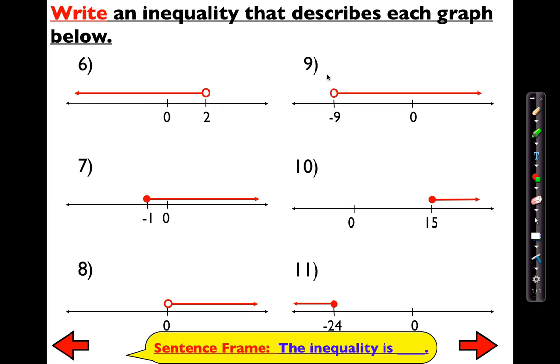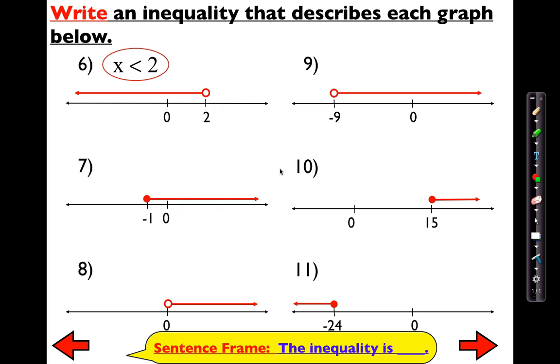So now it says write an inequality that describes each graph below. So now they've given us a graph, and we're going to have to write the inequality for the graphs here. So taking a look at number 6, because it's heading to the left, we're definitely going to be using the less than symbol, and because 2 is not filled in, it's not closed in, I'm going to say x is less than 2.